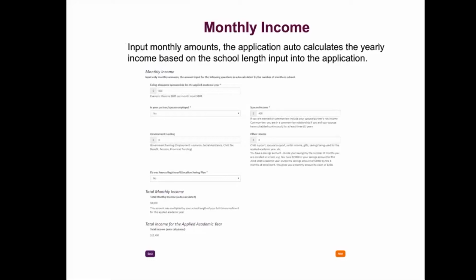Then once again, it auto-calculates your total monthly income, and that is how you come up with a total at the end. And once again, it is going back to how many months that you are in school for. So I know that these numbers can become a bit confusing for some. And then we can go to the next slide.